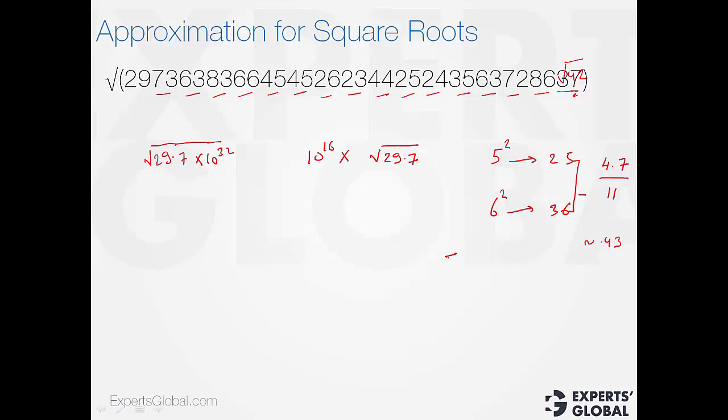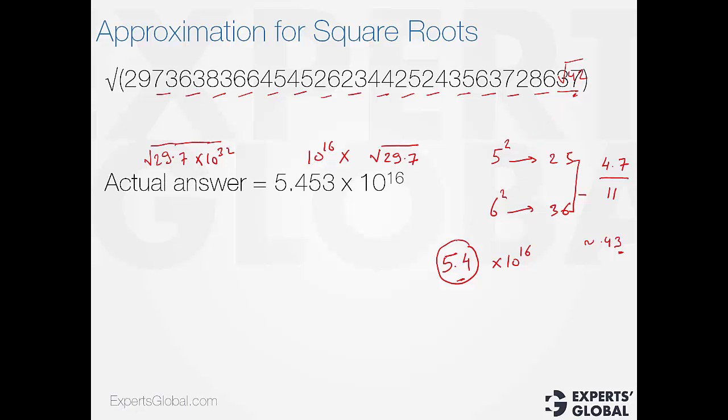Even if you said 5.4, this would have been good enough. You don't have to come to the second place of decimal at all. Just an approximation is good enough. So the value for this big thing turns out to be 5.4 into 10 raised to power 16. I took some time out and actually did it by calculator. The real answer is 5.453 into 10 raised to power 16.